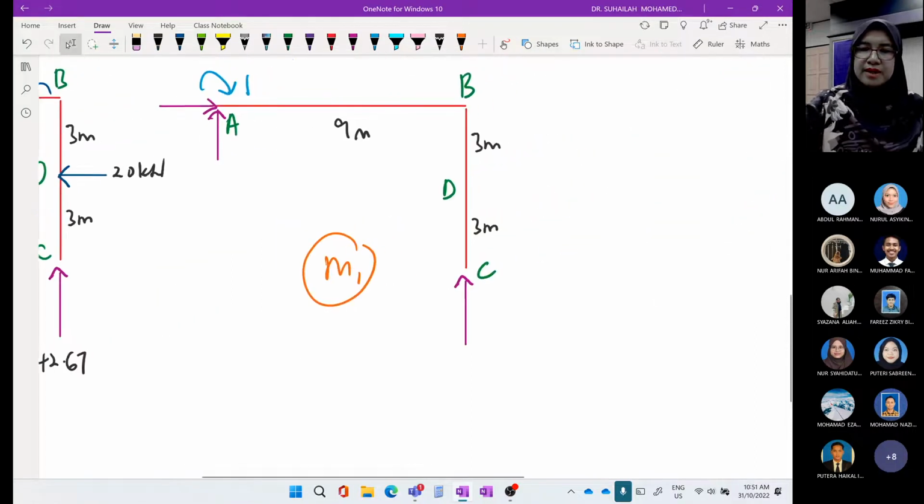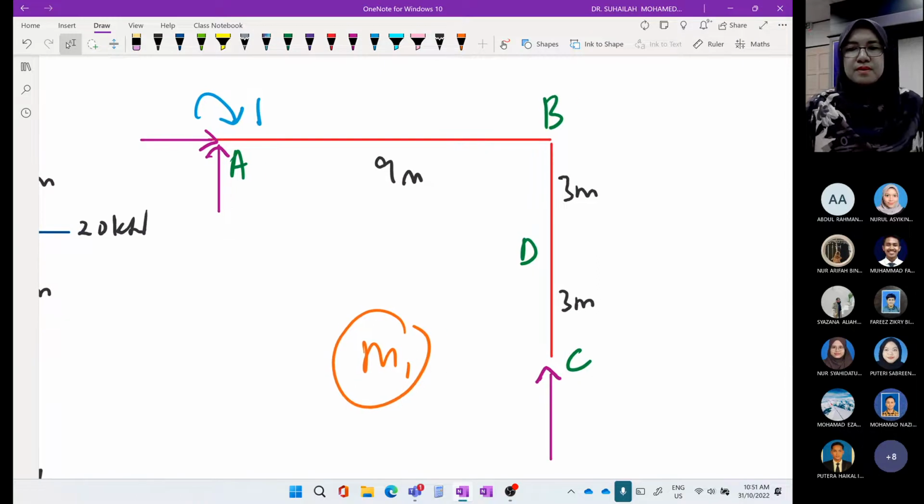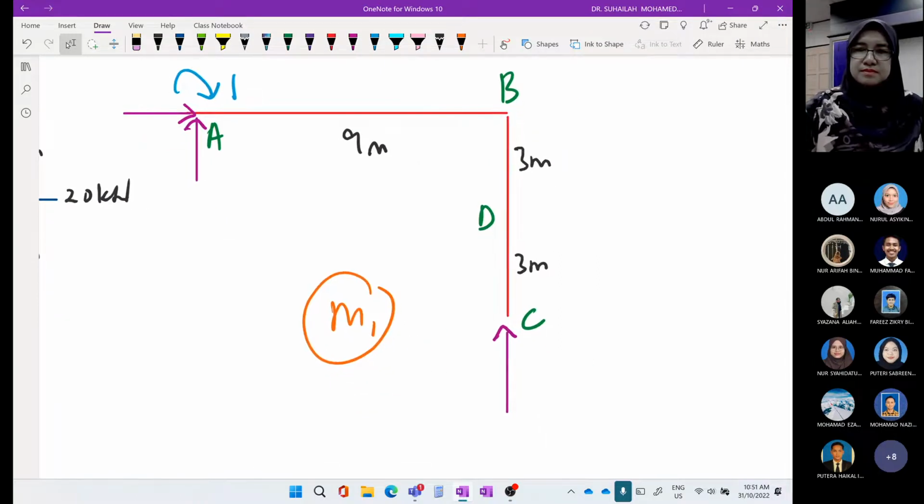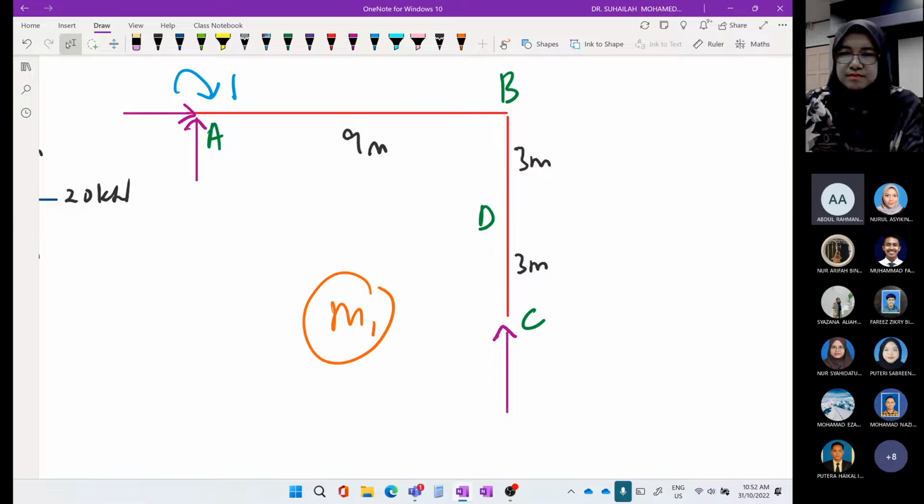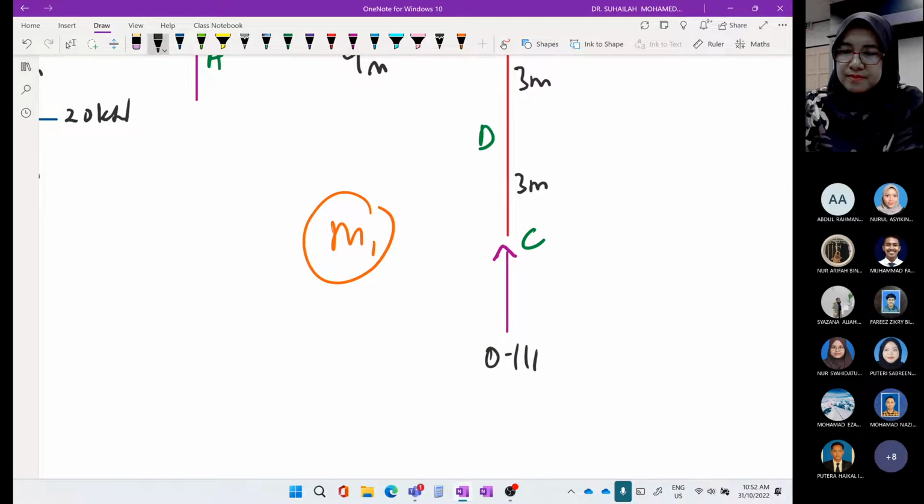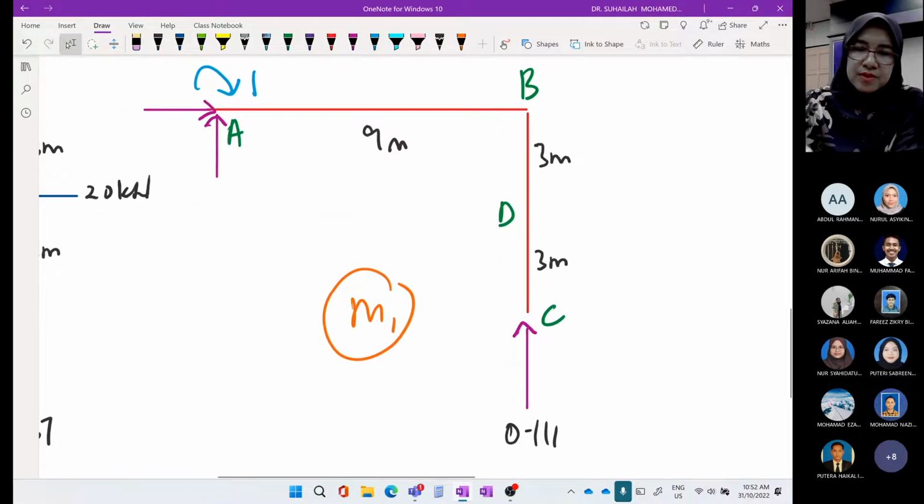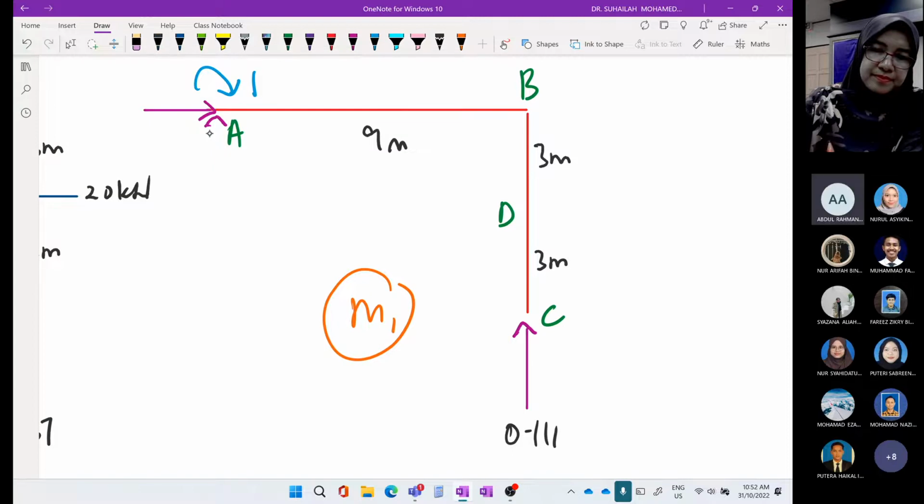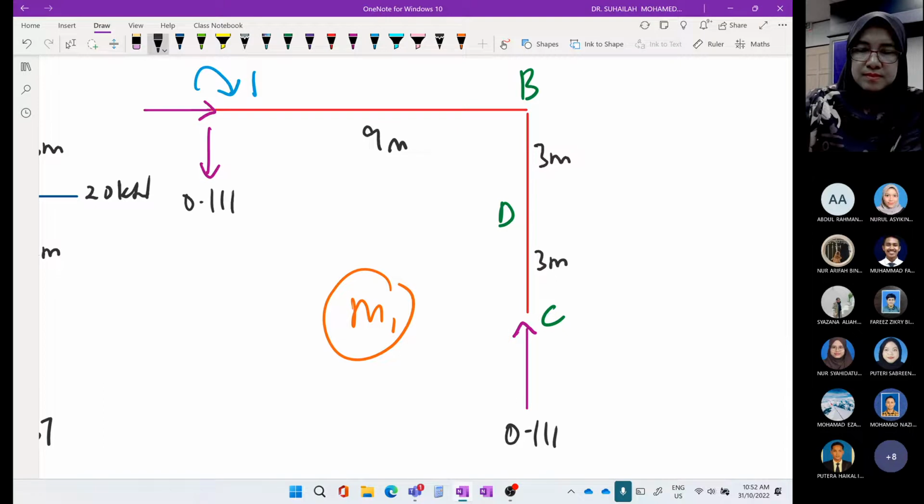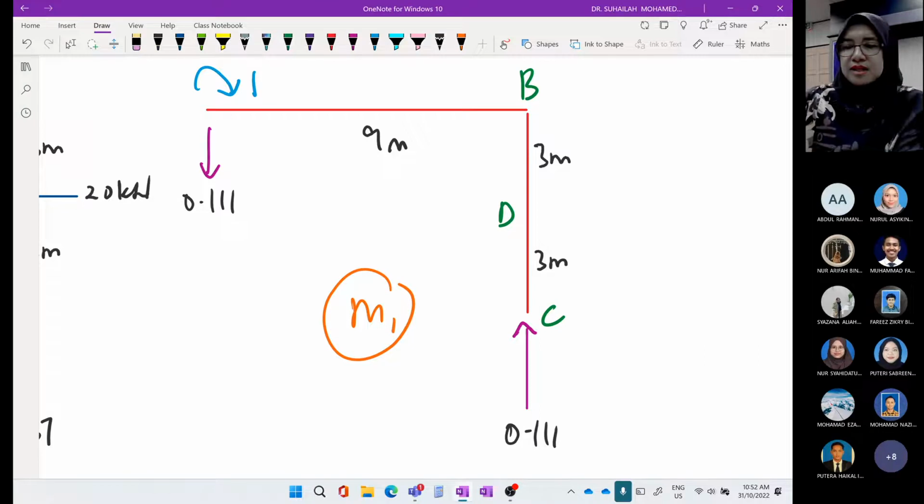Okay. For redundant system, redundant CY saya dapat 0.111. Okay. So AY will be negative. Ya. AX 0. Okay, like this. Okay.